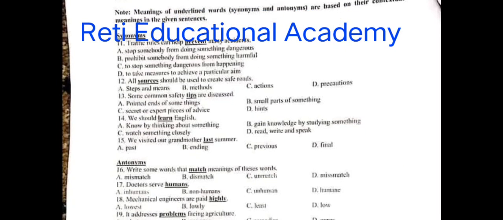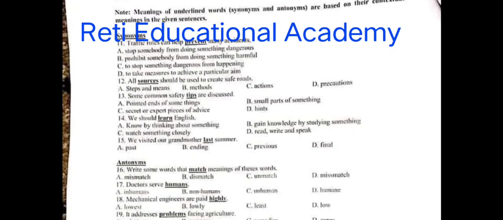Methods. Question number 13. Some common safety tips are discussed. A. Pointed ends of some things. B. Small parts of something. C. Secret or expert piece of advice. D. Hints. And the correct answer is C. Secret or expert piece of advice.